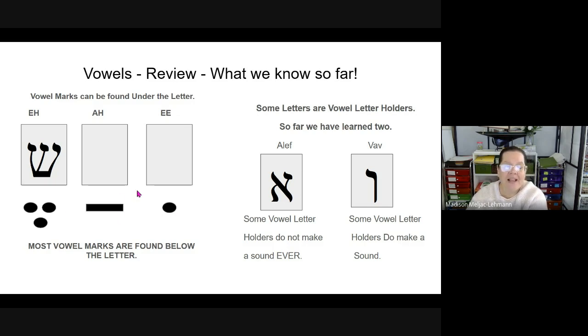And the same thing with the ee, the hirik here. If we did a shin, we'd have shee. So some letters are vowel holders. Remember that as well. We've learned 2 vowel holders so far. The aleph, okay. Some vowel letters do not make a sound ever, and some vowel holders do make a sound. So it just depends what we're using the letter for.